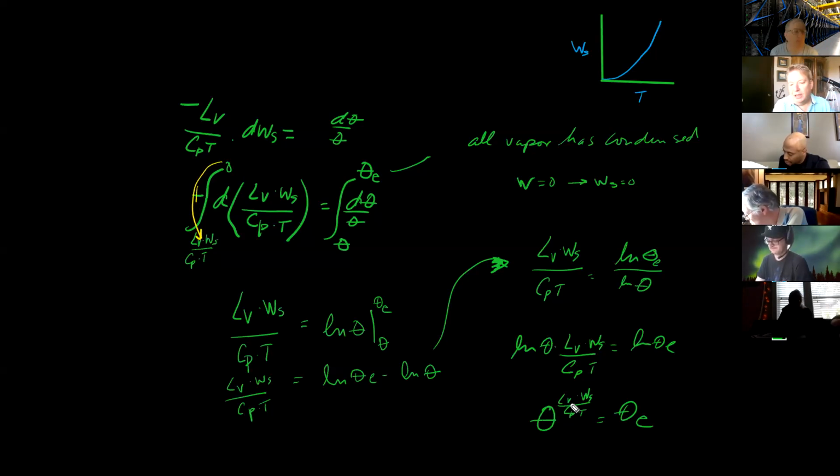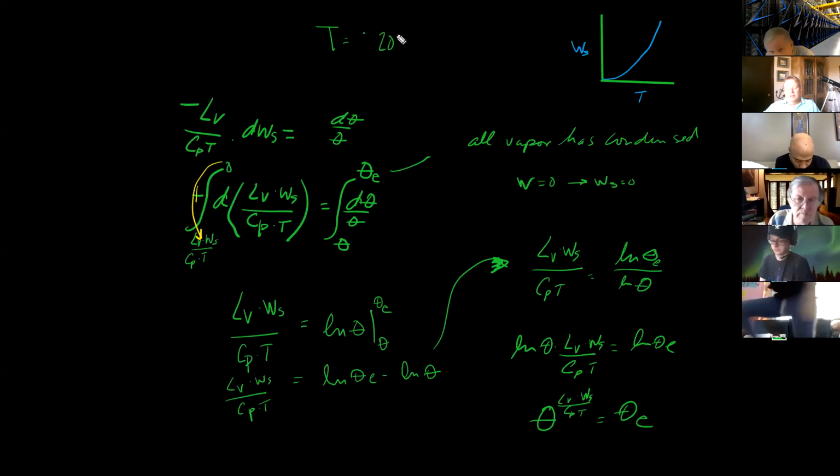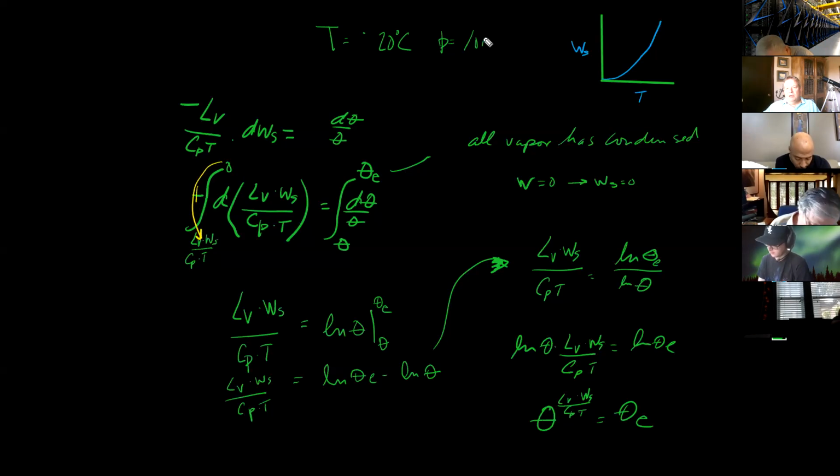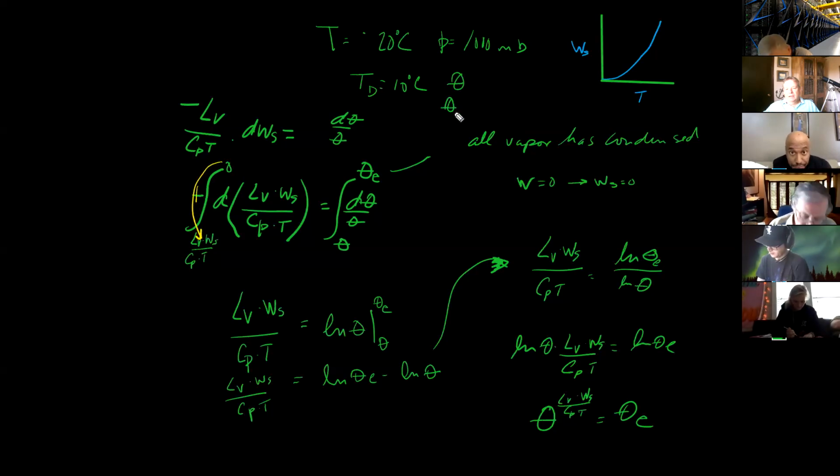Let's try one. Use this diagram. Temperature is 20 degrees C. Pressure is 1,000 millibars. Dew point is 10 degrees C. What's theta and what's theta E? I want you to use the chart to find theta, but use this formula to find theta E. How much was the pressure? I can't read that. 1,000 millibars.